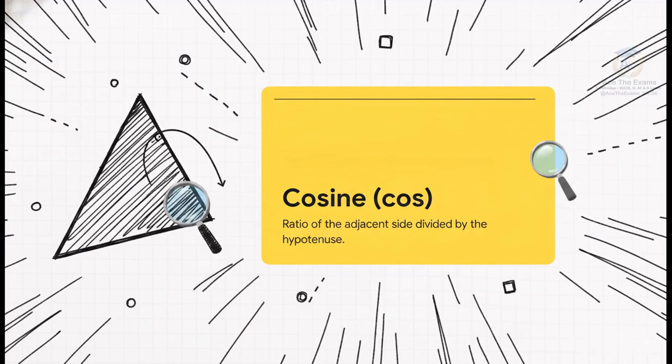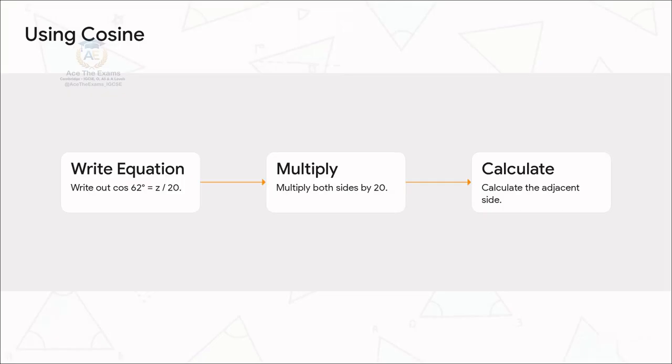Finally, we have cosine, or cos. This is the absolute perfect tool when your knowns and unknowns are the adjacent side and the hypotenuse. Let's see this one in action. We have an angle of 62 degrees, an adjacent side of z, and a hypotenuse of 20. Step 1, cos 62 degrees equals z over 20.